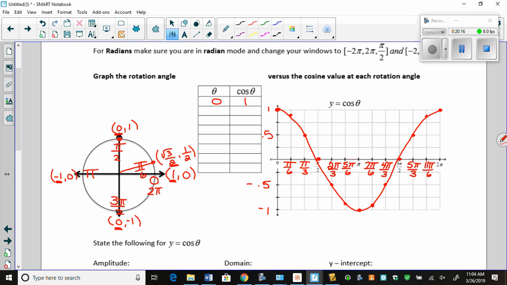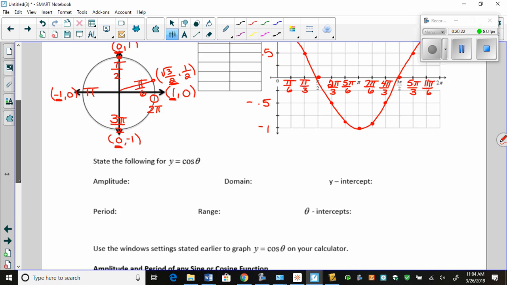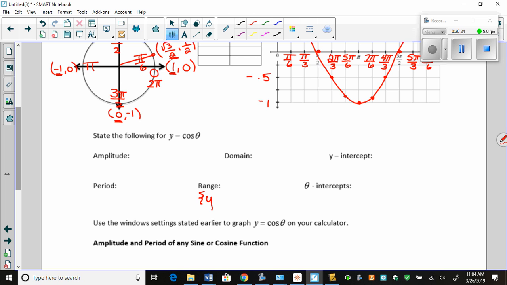Okay, so my domain's still the same, x is an element of the reals, correct? My range is still the same: negative 1 is less than or equal to y is less than or equal to 1. My domain is x is an element of the reals. My y-intercept now is (0, 1).